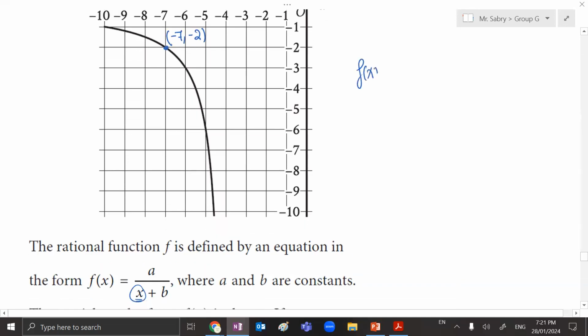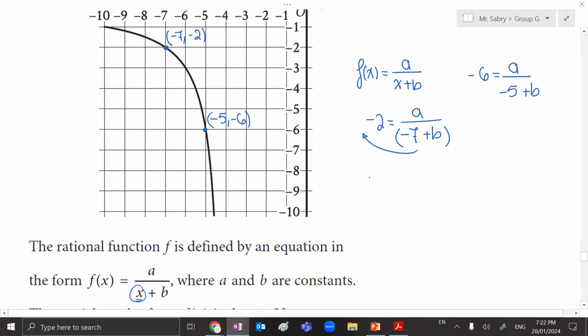And remember we're talking about this equation here. So I'll put -2 instead of the y, and I'll put the a as it is, and -7 instead of the x, plus b. That's the first equation, and I'll pick another point and do the same with it. So let's say I'll pick this one. This one has -5 and -6 as the points. I'll substitute as well. Instead of the y -6, a will be left, instead of the x -5, and then plus b. I'll move this entire thing to the other side by multiplication.